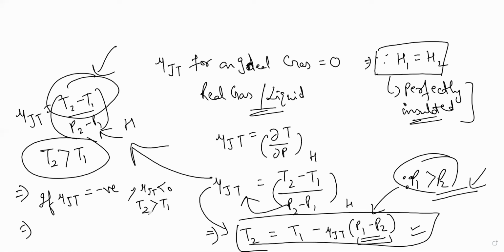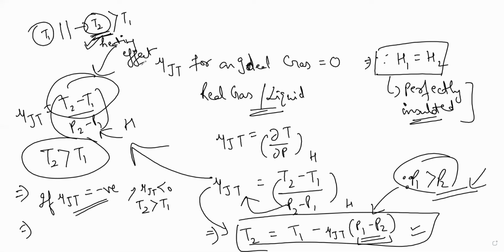Okay, but if T2 becomes greater than T1, then mu Jt can come negative, and T2 greater than T1 means on the right side of the throttle the temperature value will be higher as compared to the left side of the throttle. So the final temperature will be greater, and if the final temperature is greater, it shows a heating effect. Obviously it will show a heating effect if the final temperature is greater. So if T2 is greater than T1, then a heating effect will be observed. Is it okay?